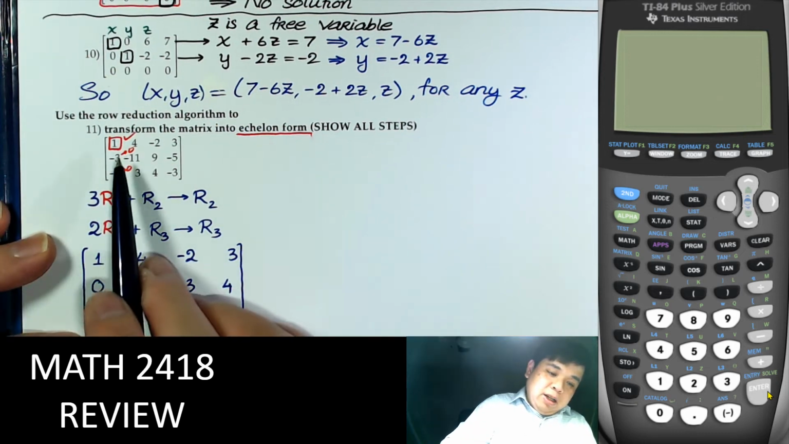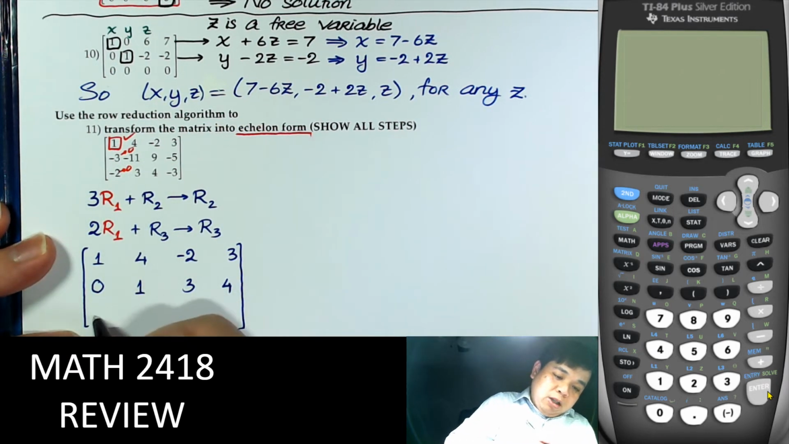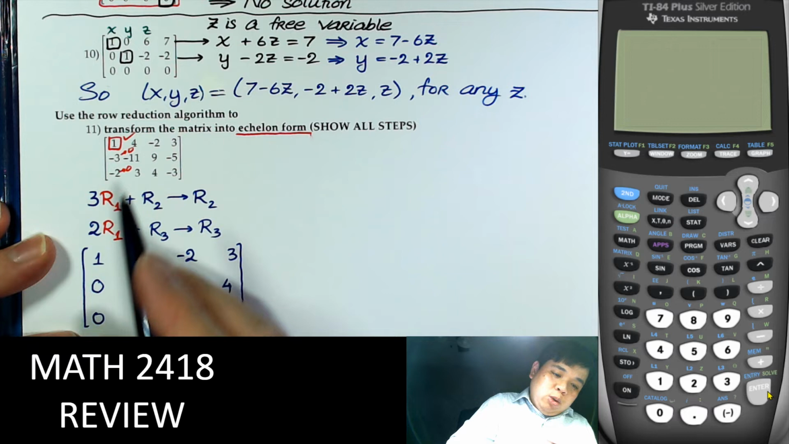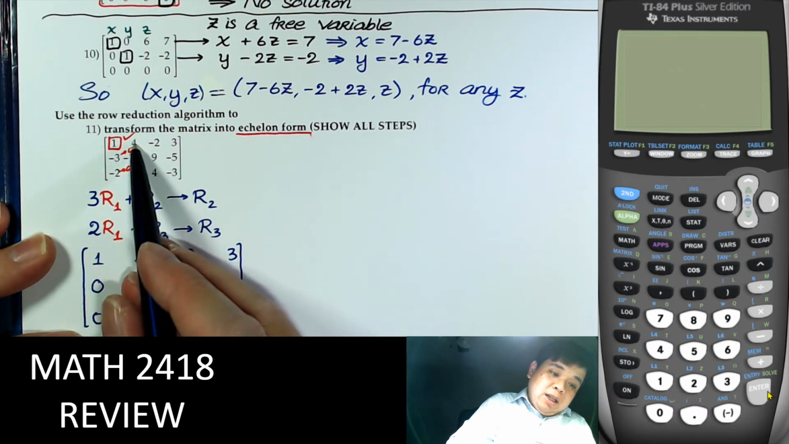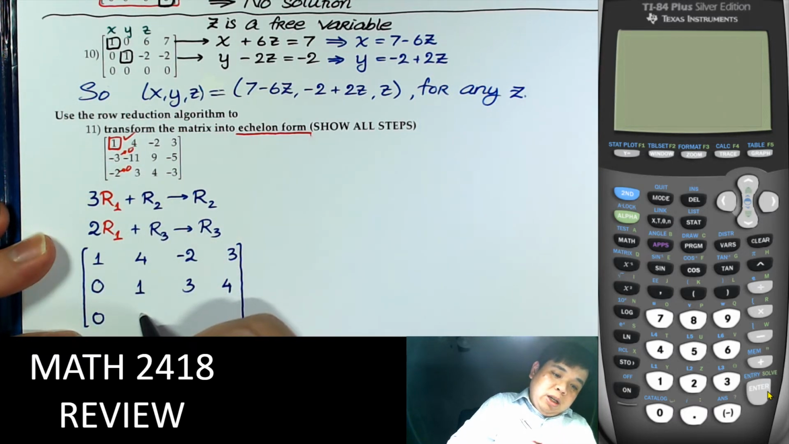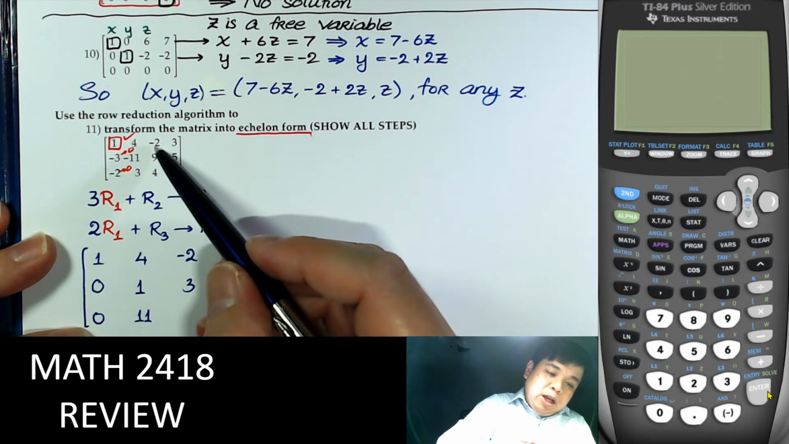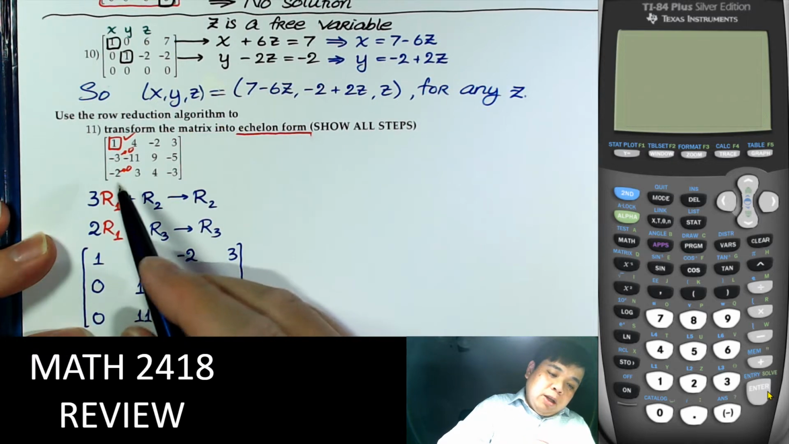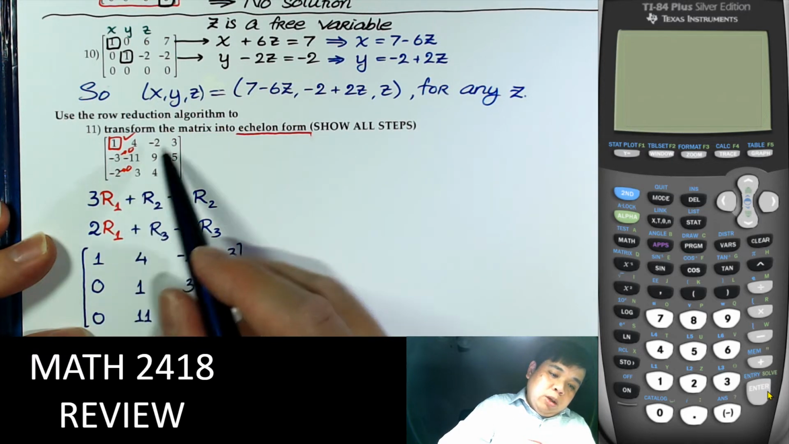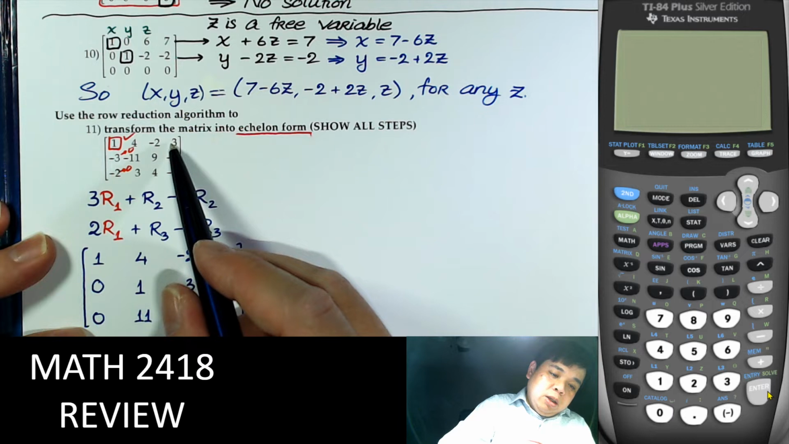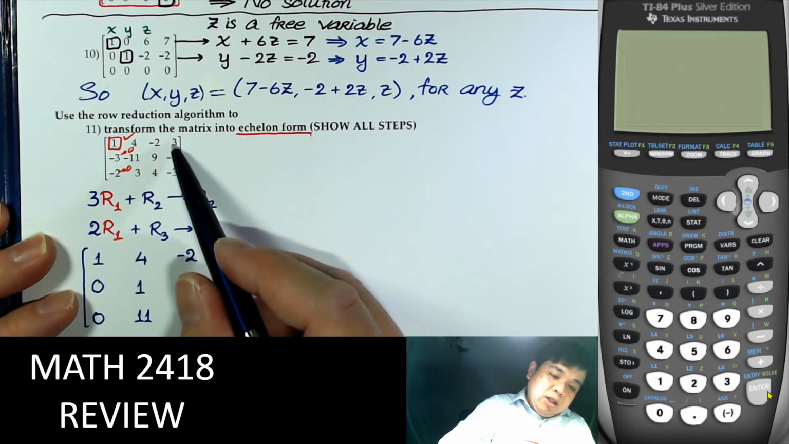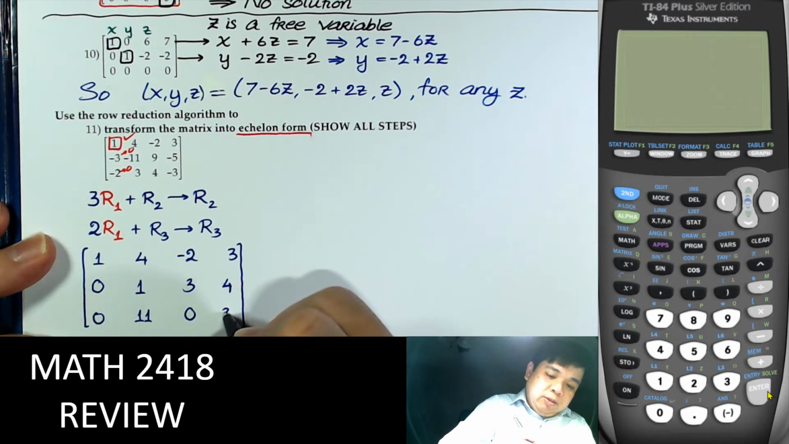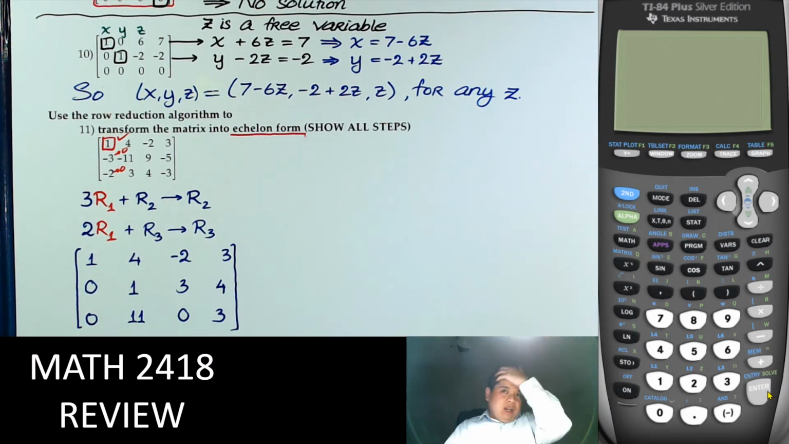Next, 2 times 1 minus 2 is 0. 2 times 4 is 8, plus 3, 11. 2 times negative 2 is negative 4, plus 4 is 0. Negative 2. 2 times 3 is 6, minus 3 is 3. Right, let's check with the calculator before we go further.